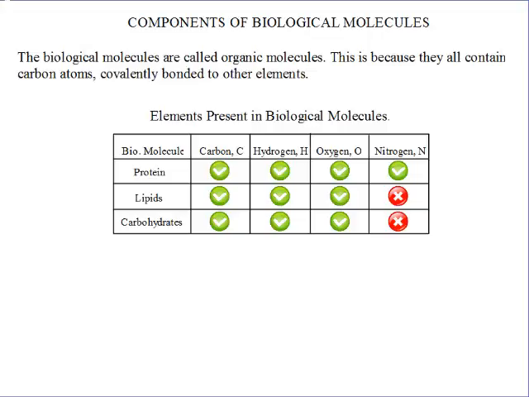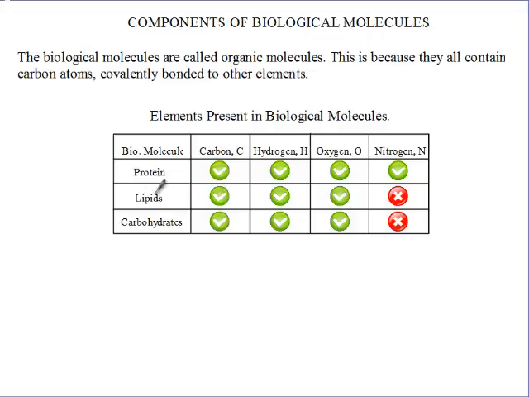Now, let's see the components. Over here, we have our biological molecules. In our first column, we have the elements carbon, hydrogen, oxygen, and nitrogen occupying the next 4 columns respectively. Now, when we take protein, protein has carbon present. Protein has hydrogen present. A protein molecule has oxygen in there, and then a protein molecule also has nitrogen in there.